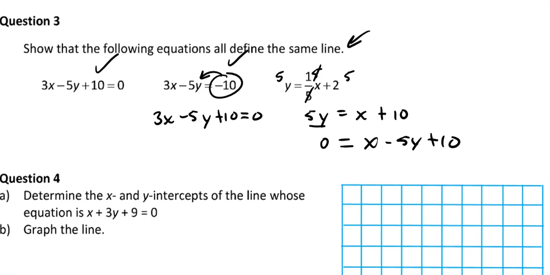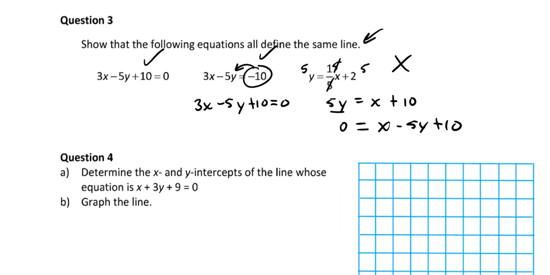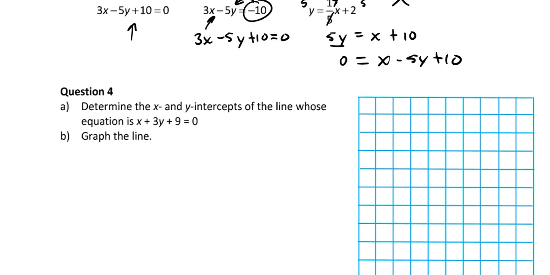Just multiply by 3. But then you have to multiply everything by 3, and then it still wouldn't work out. Okay, so those were not the same line. Just know, though, we could have done anything there. We could have changed these ones into slope form as well, or, I mean, slope intercept.